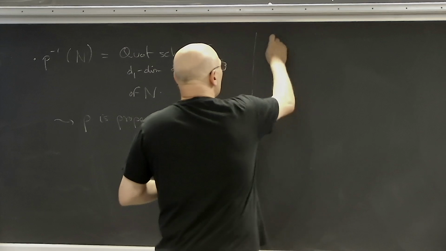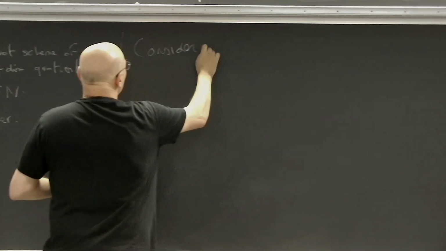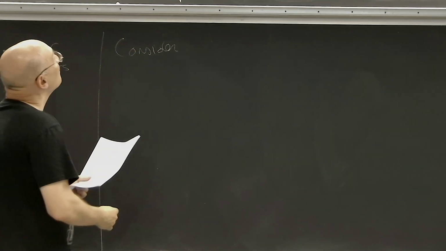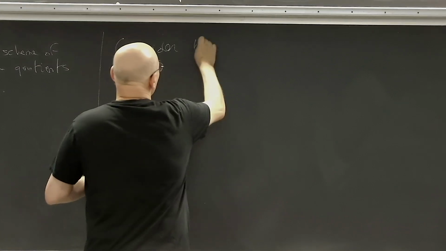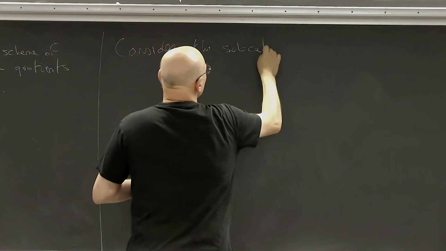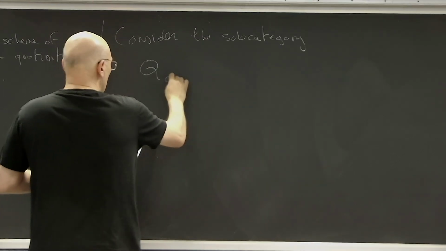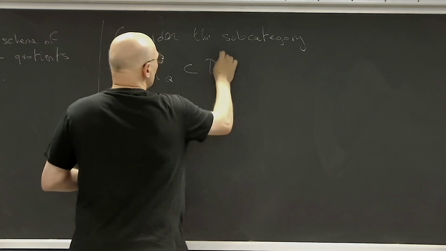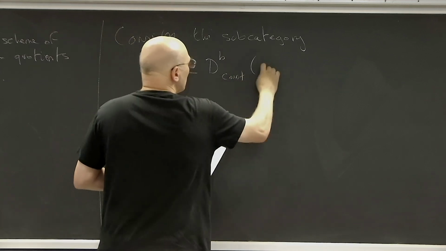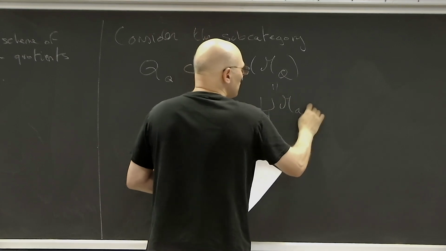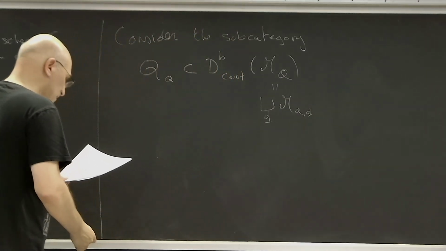And so instead, following Lusztig, I should have said that level 1 prime is essentially all due to Lusztig, during the 5 years he worked on the topic. So consider the subcategory, let's call it Q, inside the derived category of constructible sheaves of MQ. This is just a union over all D of MQD.